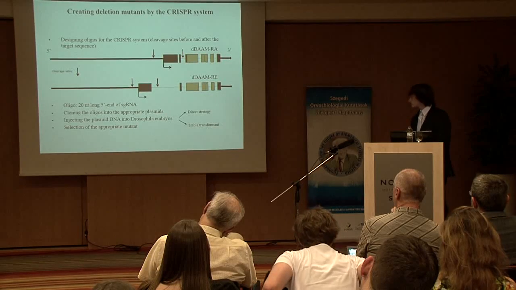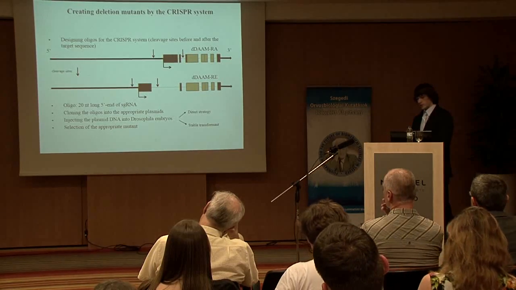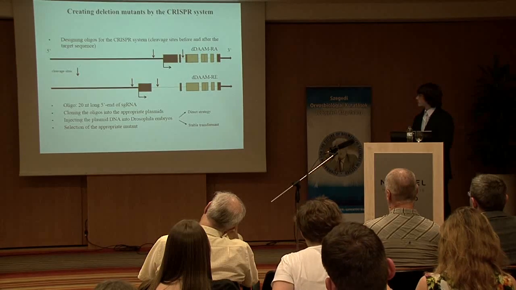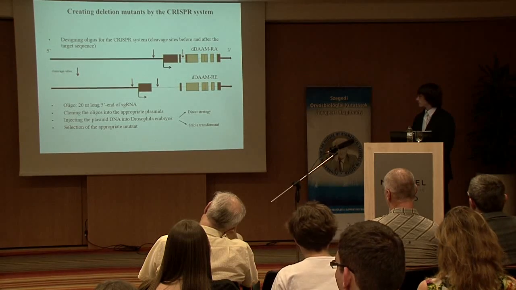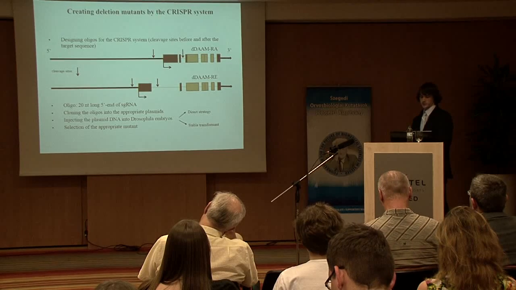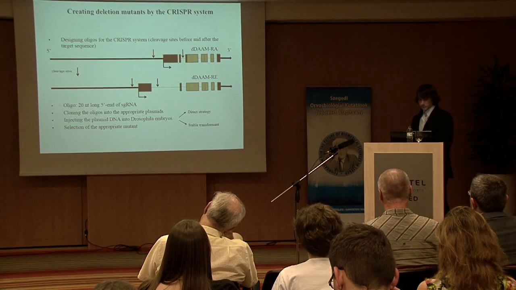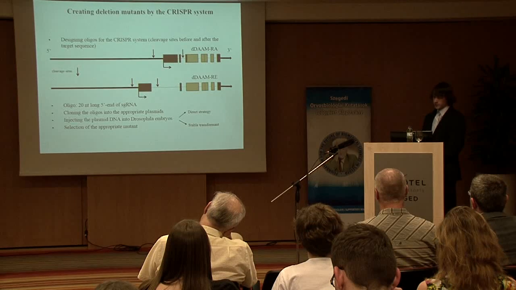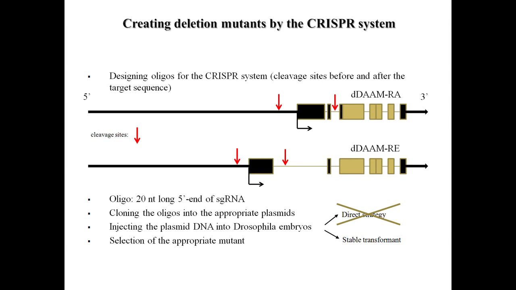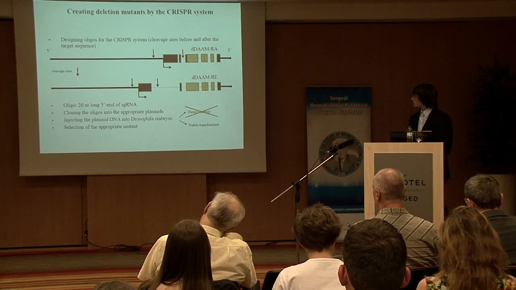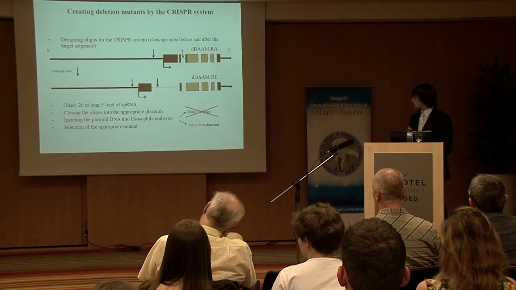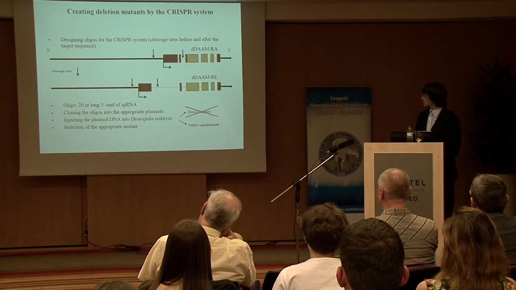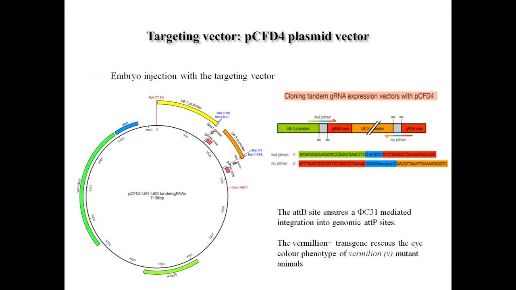In the direct strategy, we inject these targeting constructs into a Cas9 expressing strain. I carried out this research last year, but it was not successful, so I started it over with a modified strategy. We optimized the target site selection, and we used another plasmid vector. And instead of direct injection, we first create stable transformant lines. Our new targeting vector is the pCFD plasmid vector.